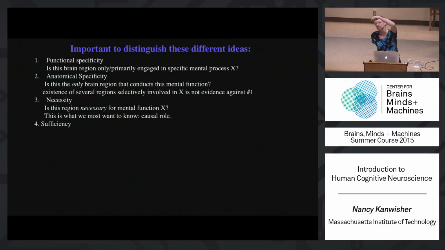So let's distinguish whether this brain region is functionally specific for a process from whether it's sufficient for the whole process. Of course it's not sufficient, okay? All right, I know you guys would never say anything so dumb.